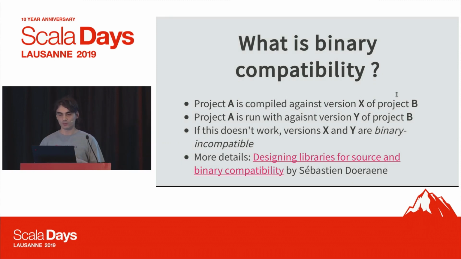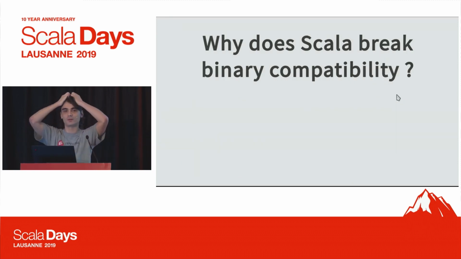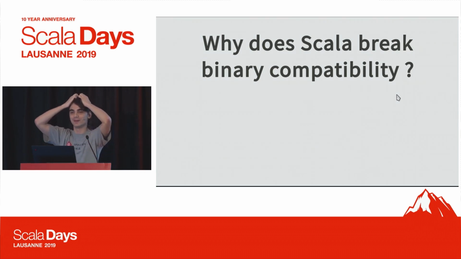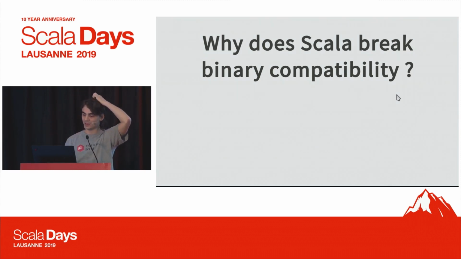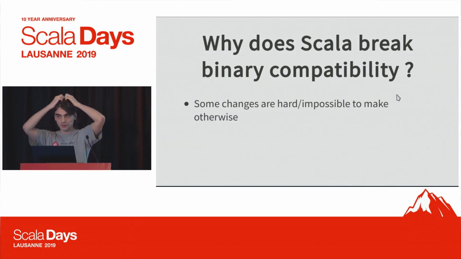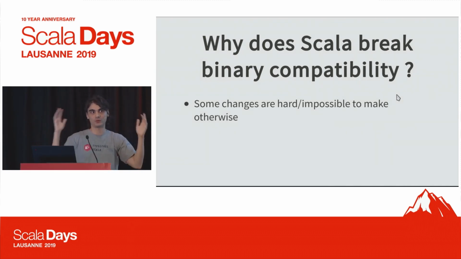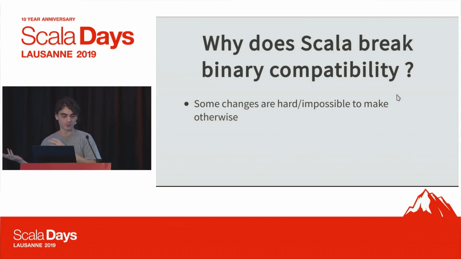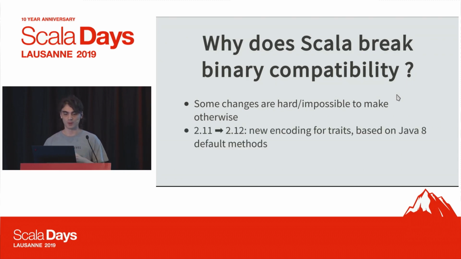Okay, so we understand this, but why does Scala need to break binary compatibility every 2 years? Like, is this just a fact of life? So usually it's because you want to change things, because you realize there's some other way to do things, or a better way to do things, or a way that didn't exist before. But some changes are really hard or almost impossible to make without breaking binary compatibility.